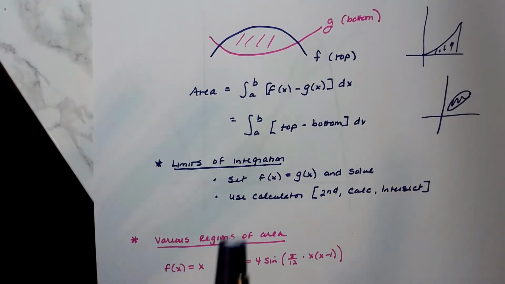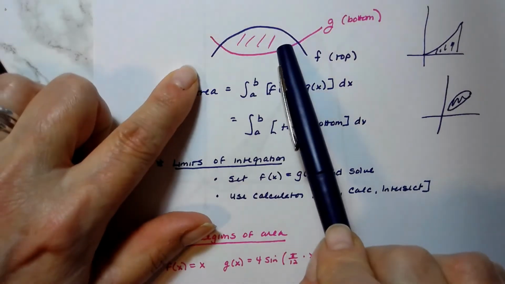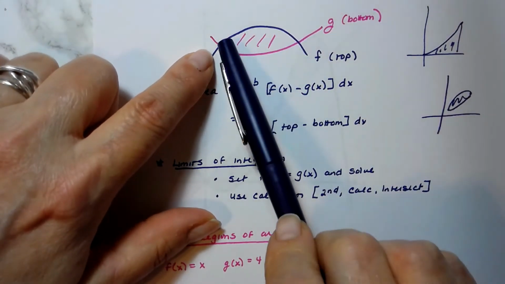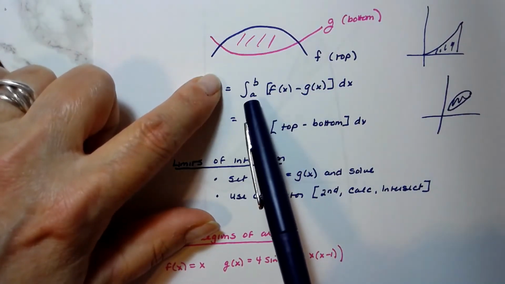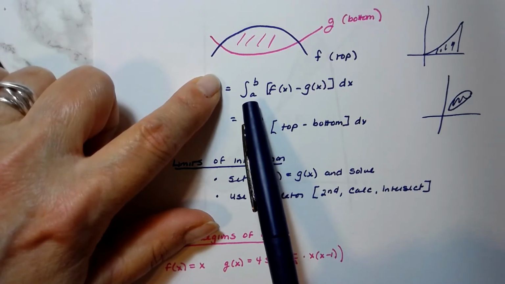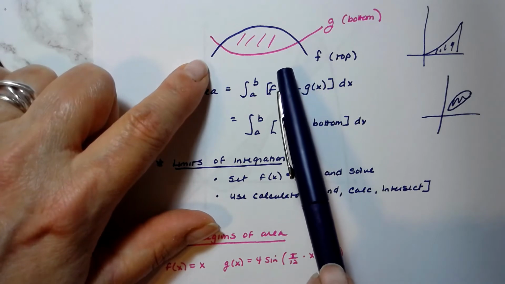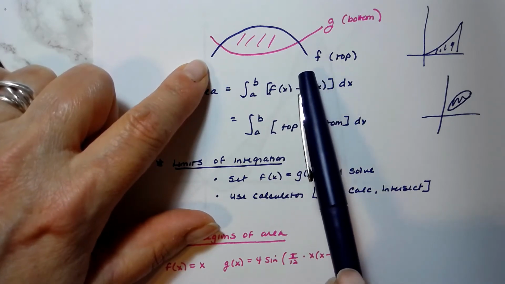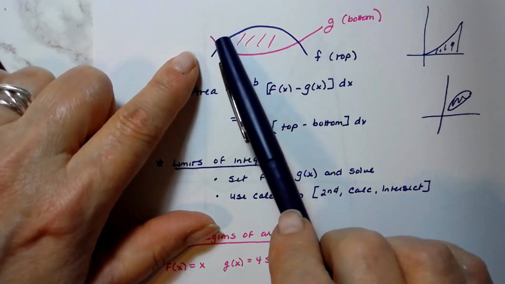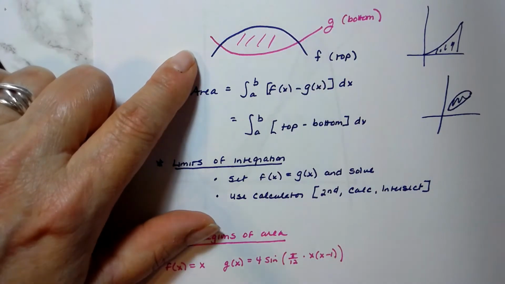So, the formula to find the area between two curves. First of all, the intersection points are the limits of integration. You can find those by setting the two functions equal to each other, or if it's a calculator problem, use 2nd calc intersect in your calculator. But the area always goes top curve minus bottom curve, always.